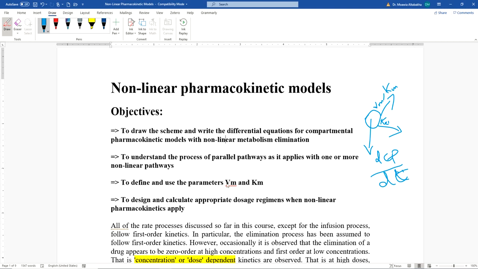Okay, we need to understand and define the parameters Vm and Km. What are these parameters? And at the end, we will learn about how to design and calculate appropriate dosage regimens when we have non-linear pharmacokinetics.